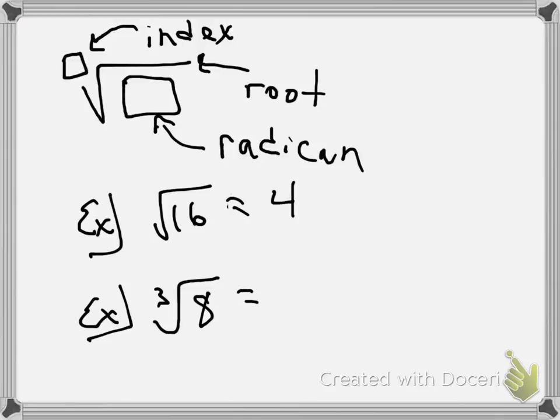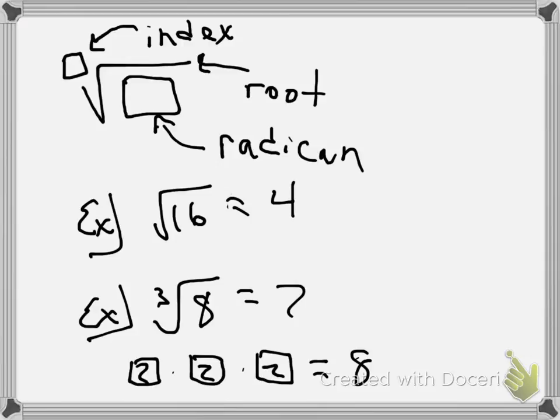This, of course, asks, what number cubed gives us 8? So what times what times what? That's what it means to cube. That means something times itself 3 times gives us 8. Let's see. I think 2 does, right? 2 times 2 times 2. That's 2 times 2 is 4, times another 2 is 8. Yeah, so the cube root of 8 is 2.